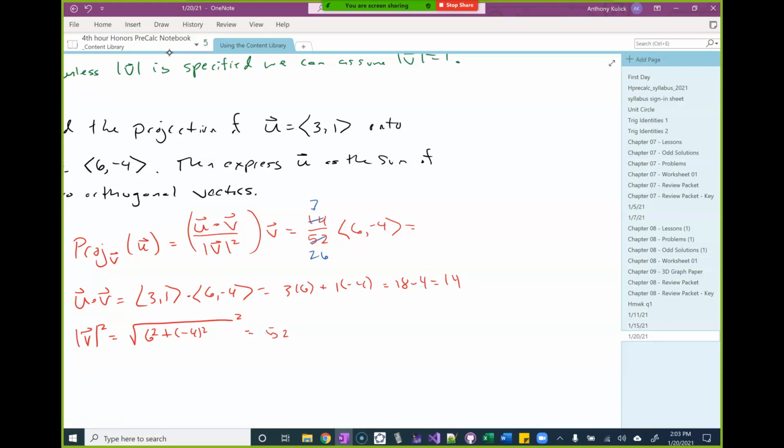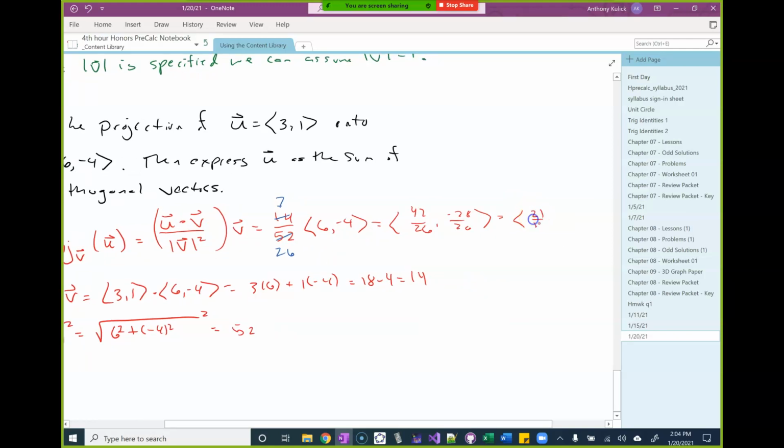All right, so that's going to give me 42 over 26. Well, yeah, I might as well write it that way. We'll reduce again. And then negative 28 over 26. And that will reduce down to 21 over 13 and negative 14 over 13. Everybody good with that? So that's the first part. So far, so good? Okay.